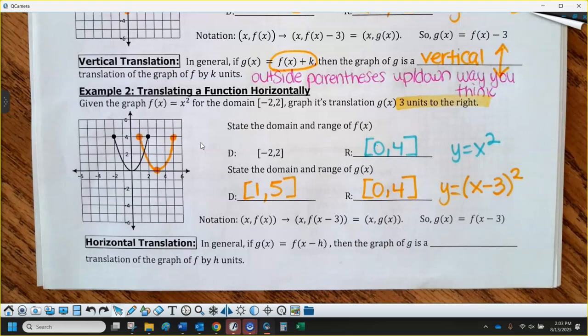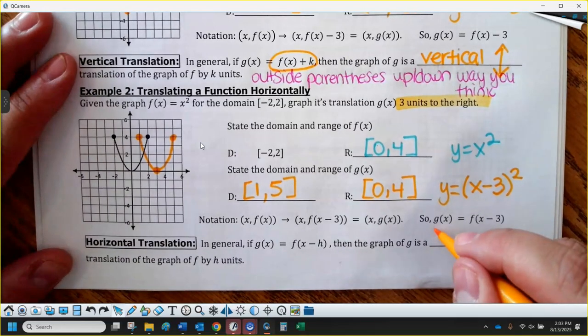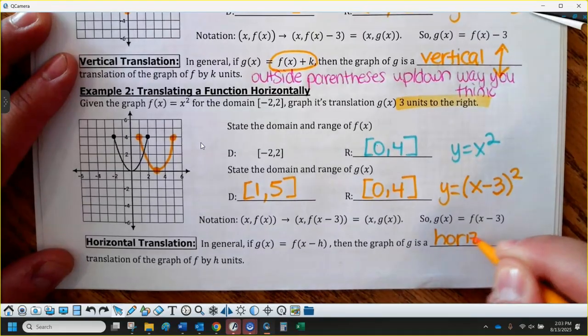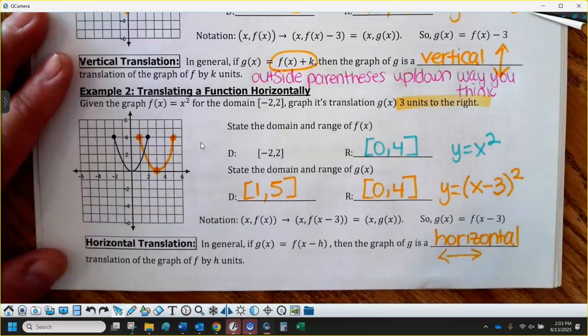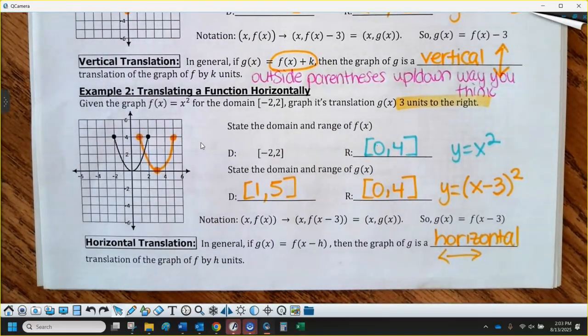So inside the parentheses goes the opposite way that you think. Like to me, I go, okay, -3. It's actually +3 because it's going 3 to the right. That's a horizontal translation. So I'm going to put that on the bottom line here. This is horizontal. This is the tricky one. This goes left or right, but the opposite way that you think.